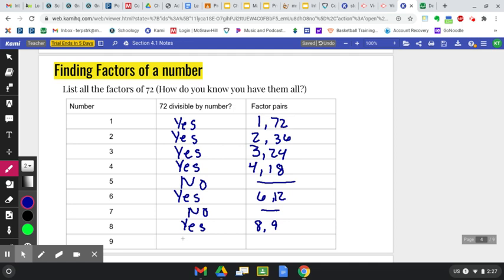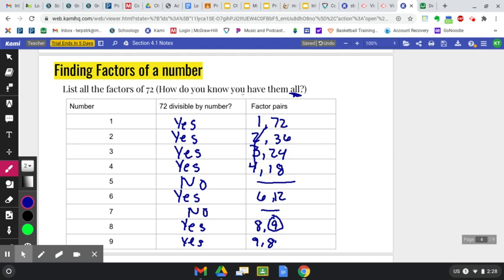And now I would go and do 9. I could say yes, but that's going to be 9 and 8. So I have a repeat. So essentially, as soon as you have a repeating factor, right, I have 9. I got to 9, so this is a repeat. That means all of these factors up here are all the factors I have. So that's how I know that I have them all, as soon as I get a repeat factor pair.